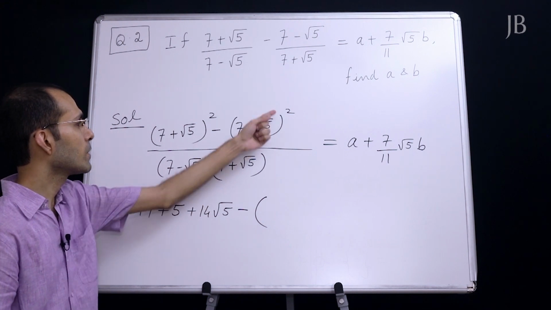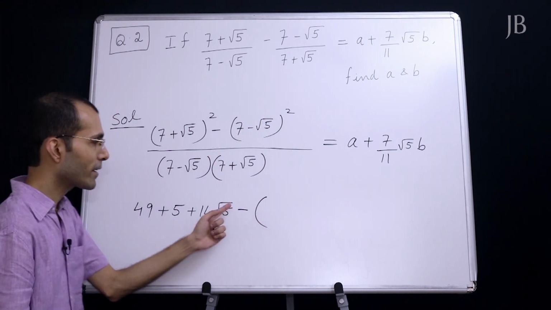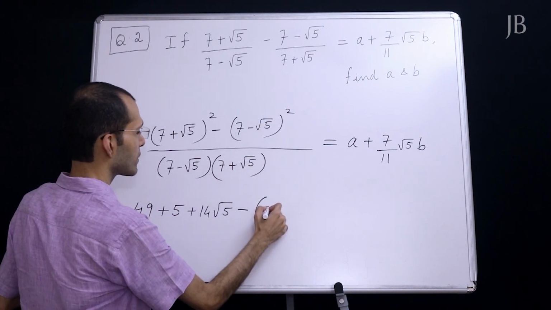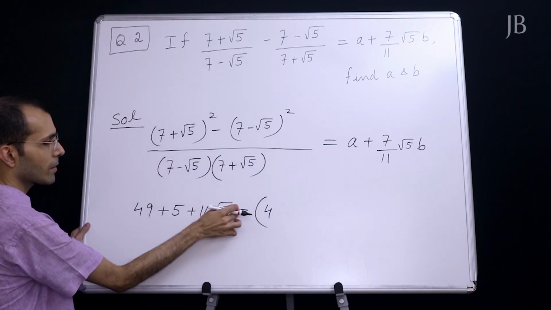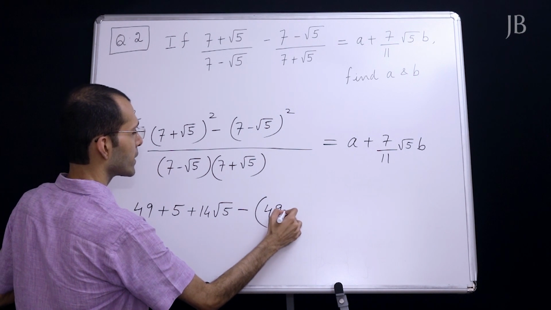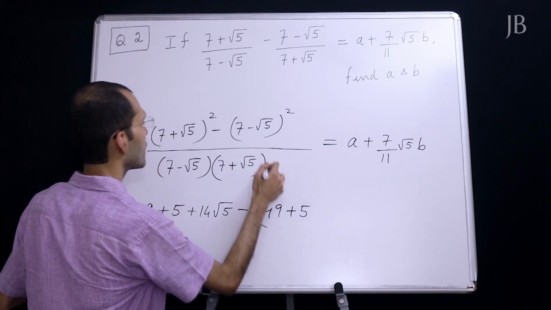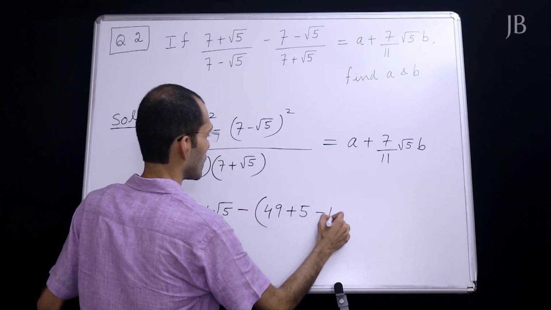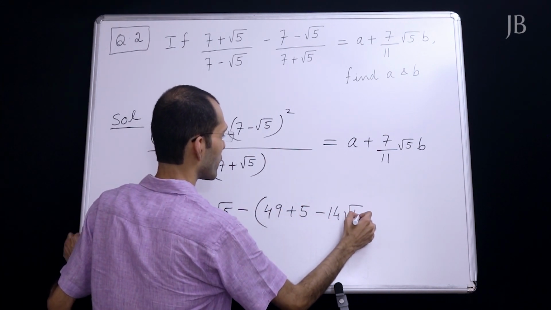Minus has the bracketing sense because the minus sign is applicable for the entire thing. Now this will result in 3 terms. So the minus sign is valid for all the 3 terms. This is a minus b the whole square, and this minus has come here. This will be 49 plus 5, first term into second term into 2, minus 14 root 5.